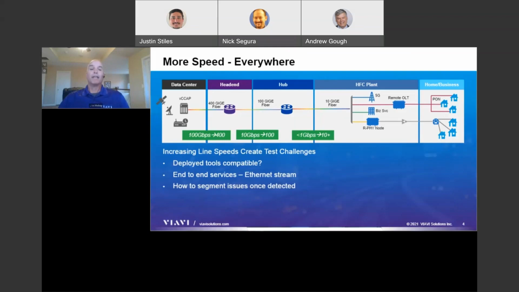We should be measuring an end-to-end Ethernet stream across this network and not individual point-to-point connections, because that's what matters for delivering the services. We also have to know how to segment issues once they're detected.